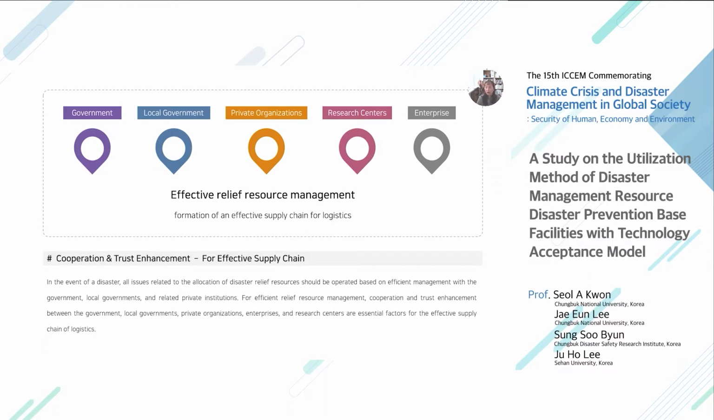In the event of a disaster, all issues related to the allocation of disaster relief resources should be operated based on efficient management with the government, local government, and relevant private institutions. For efficient relief resource management, cooperation and trust enhancement between the government, local government, private organizations, enterprises, and research centers are essential factors for the effective supply chain of logistics.